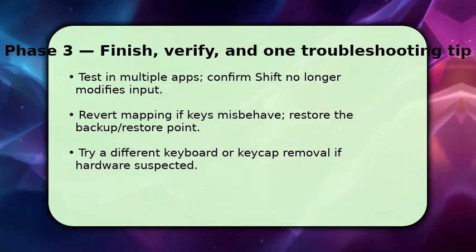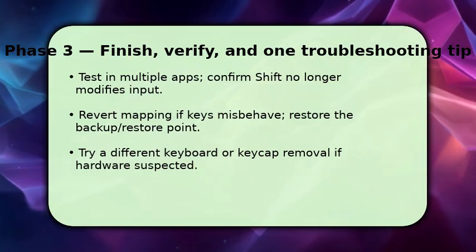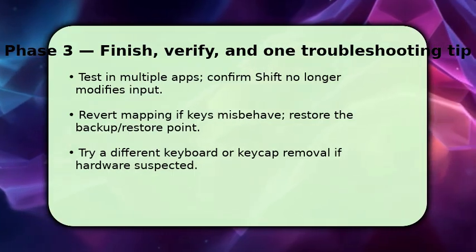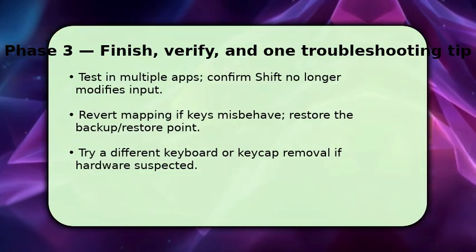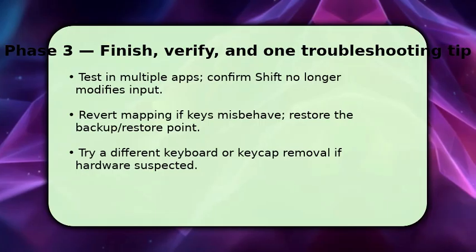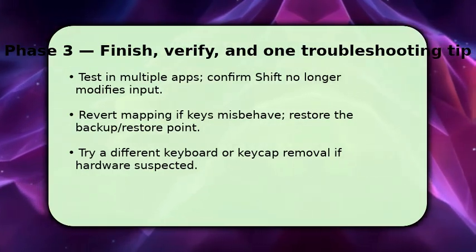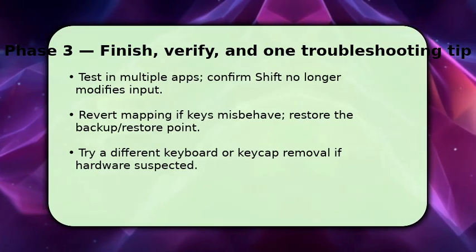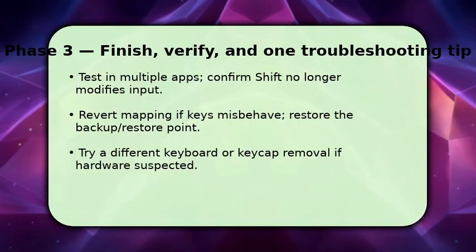If shortcuts still occur, restart the machine, reload the remapping profile, and verify settings persisted. If things go wrong, revert the registry or restore the system point you made earlier. As a final note, if software fixes fail, try another keyboard or remove the keycap and inspect for debris. Hardware faults can mimic stuck modifiers, and swapping hardware often resolves persistent problems.